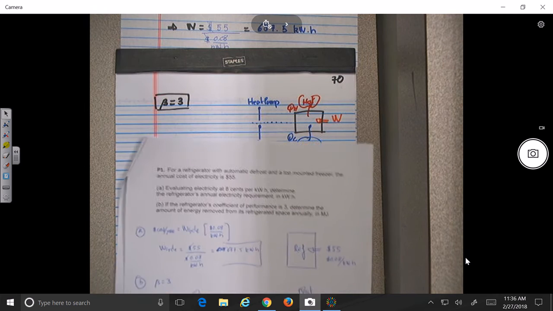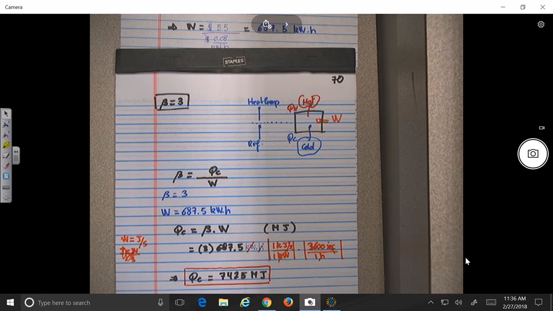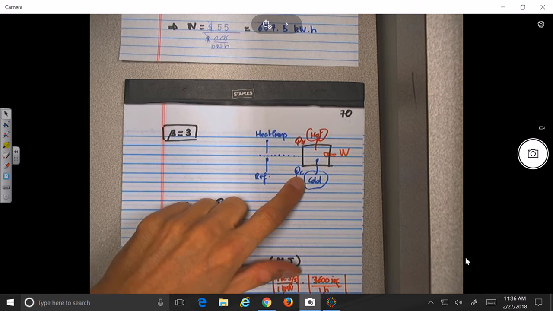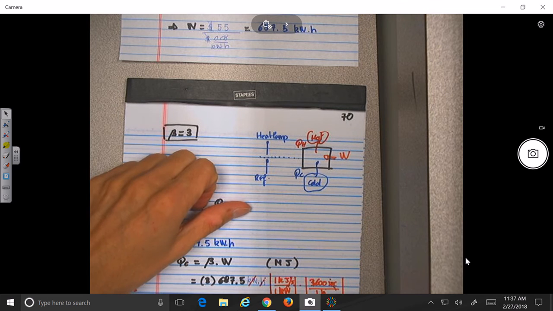They say here, if the refrigerator coefficient of performance is 3, determine the amount of energy removed from its refrigerated space annually. So the way I look at it is this: because it's refrigeration, what is working over here is Q sub C. The amount of heat you're going to remove should be equal to what? To the amount of cold you're going to put in, no? That's the way I look at it.